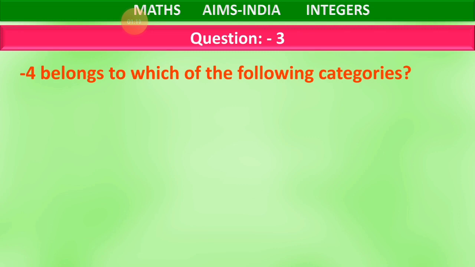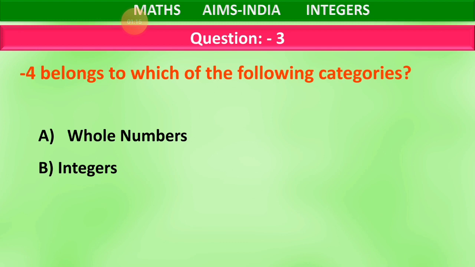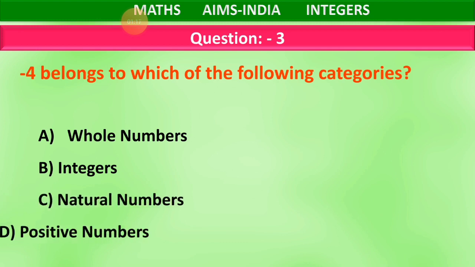Next question is question number 3. -4 belongs to which of the following categories? A. Whole numbers, B. Integers, C. Natural numbers, D. Positive numbers. What is the correct answer?